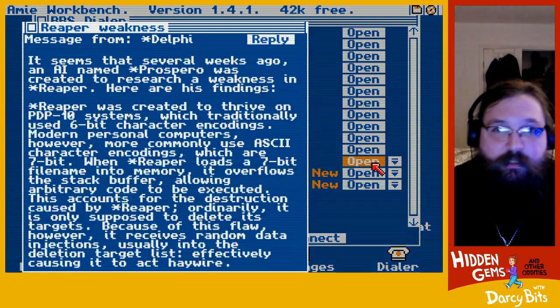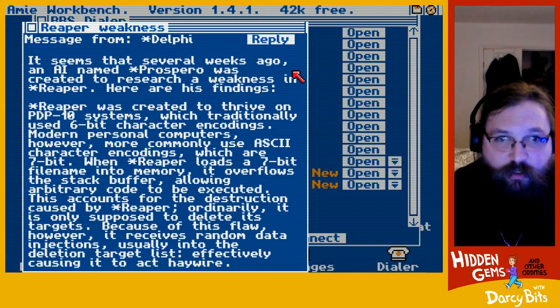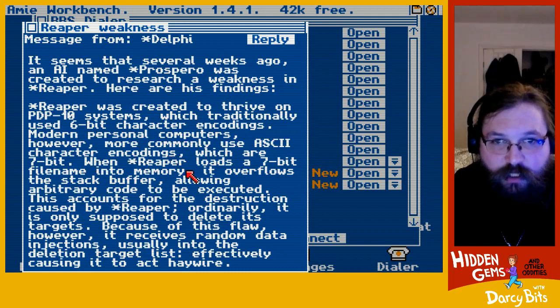Oh, that's not good. Reaper weakness. It seems that several weeks ago, an AI named Prospero was created to research a weakness in Reaper. Here is his findings. Reaper was created to thrive on PDP-10 systems, which traditionally use 6-bit character encodings. Modern personal computers, however, more commonly use ASCII character encodings, which are 7-bit. When Reaper loads a 7-bit file name into memory, it overflows the stack buffer, allowing arbitrary code to be executed. This accounts for the destruction caused by Reaper.